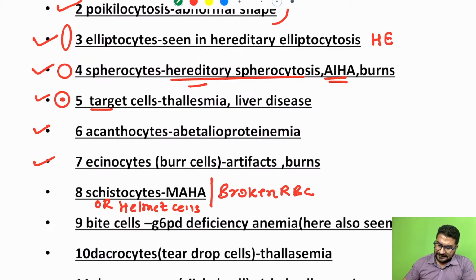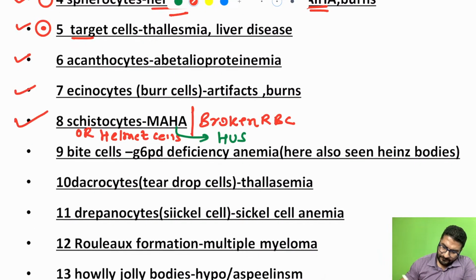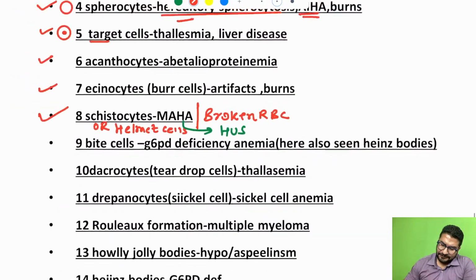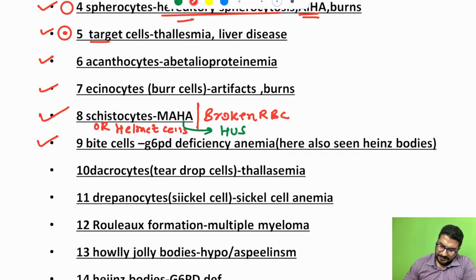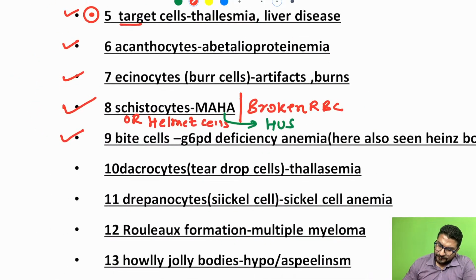So understand, these cystocytes, where are they found? These are broken fragments of RBCs. They are seen in MAHA, and MAHA is seen in HUS, hemolytic uremic syndrome. Bite cells you will see in G6PD deficiency. Bite cells, and here also you will see Heinz bodies.